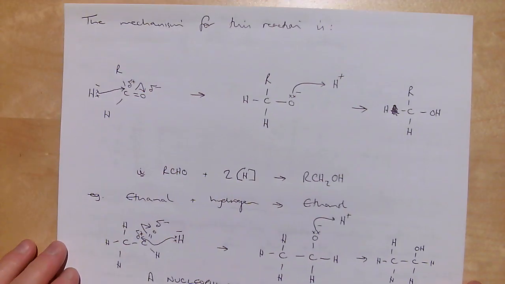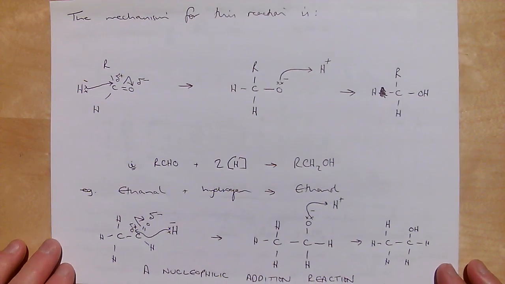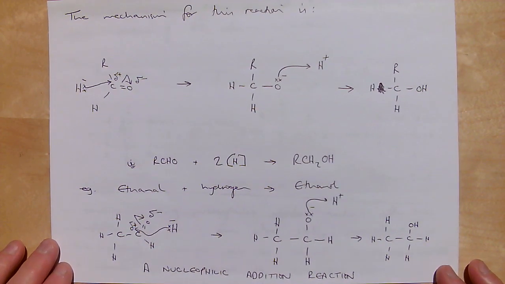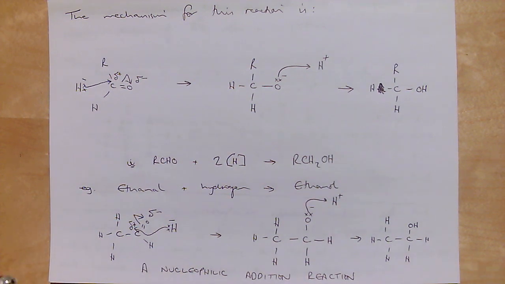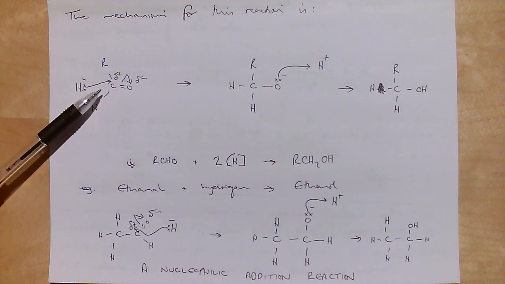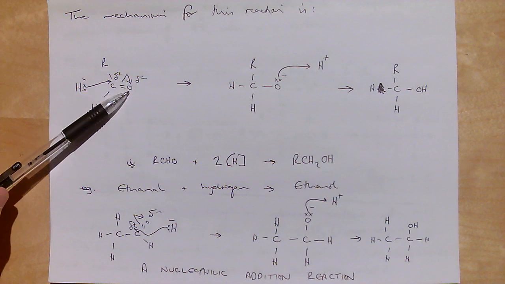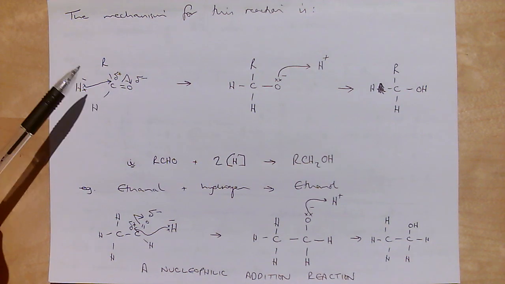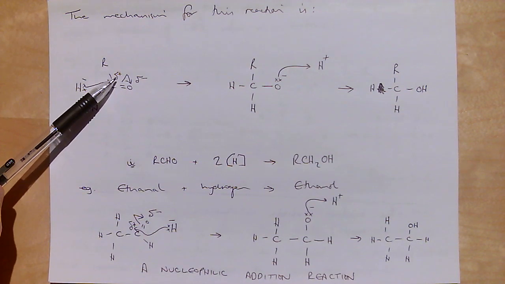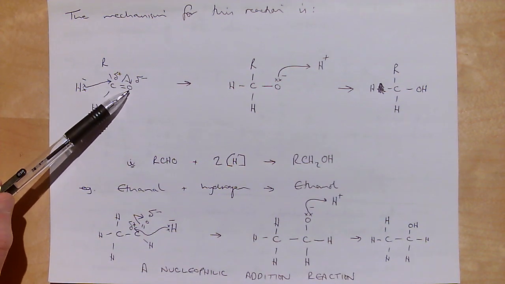Okay, right, so let's have a little look at the mechanism for these reactions. They're nucleophilic addition reactions. It all makes complete sense. The H- behaves as a nucleophile, comes along and attacks the delta positive carbon of the C equals O group. That C equals O is a carbonyl group, isn't it? So H-, my nucleophile, comes along and attacks the delta positive carbon of the C equals O group.